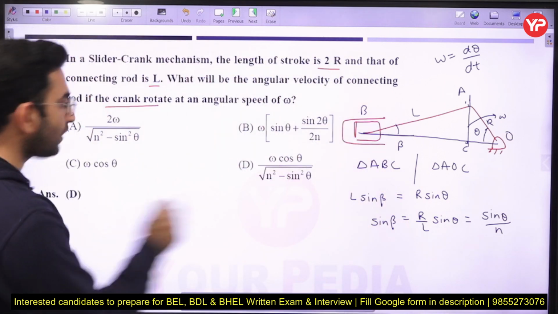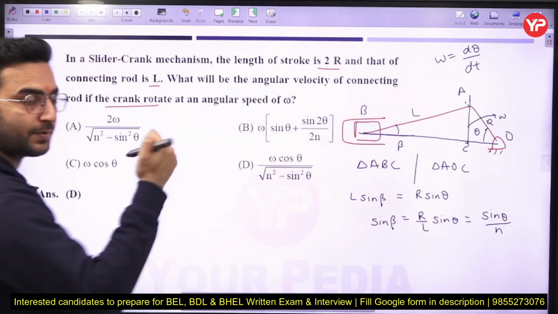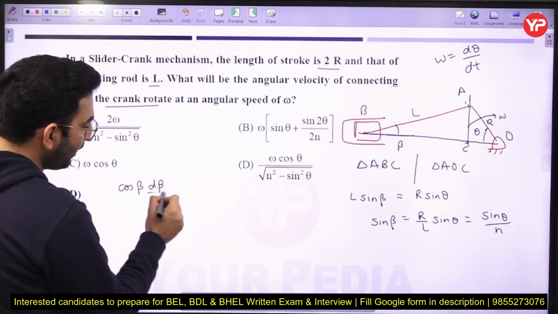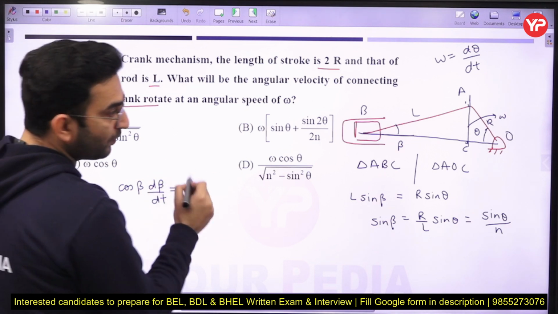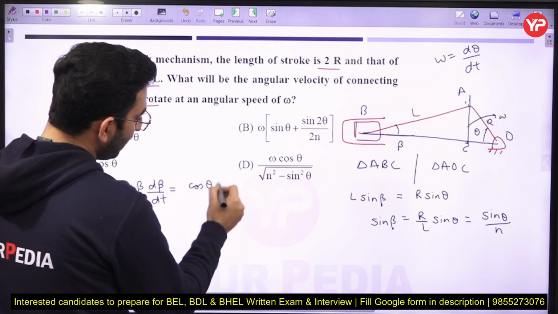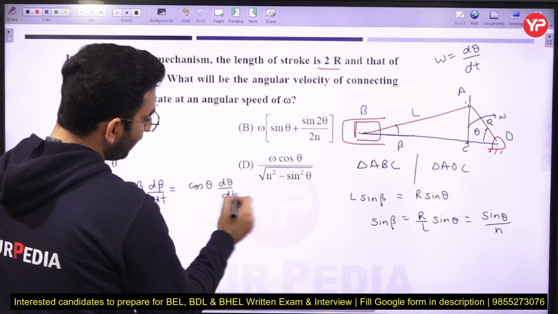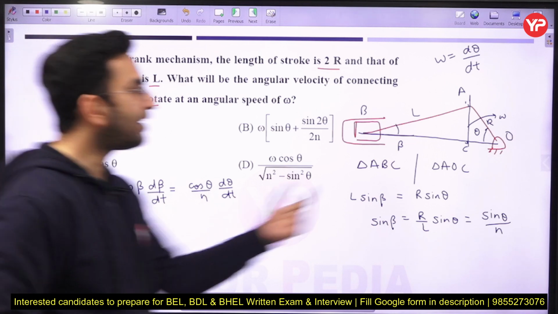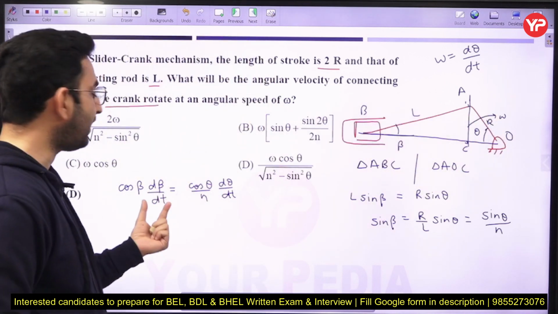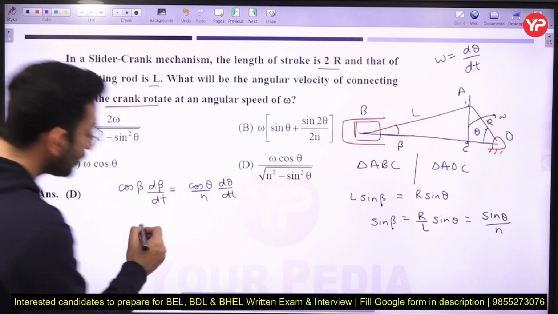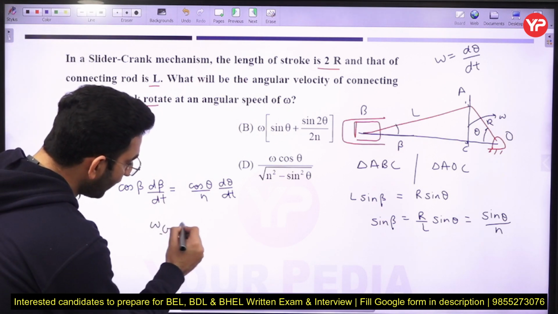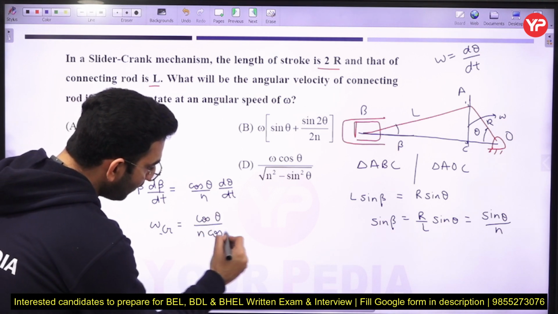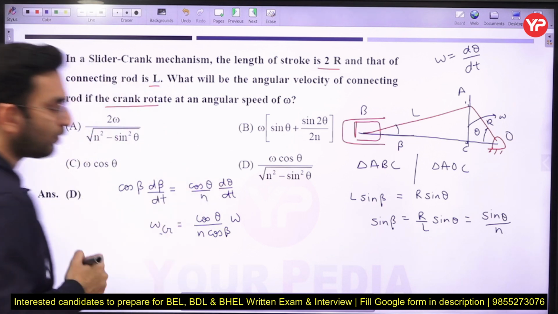Now if you differentiate this expression, you will find cos beta multiplied by d beta by dt is equal to cos theta d theta by dt divided by n. Here d theta by dt is the angular velocity of the crank and d beta by dt is the angular velocity of the connecting rod. So the angular velocity of the connecting rod will be equal to cos theta divided by n cos beta, multiplied by the angular velocity of the crank.